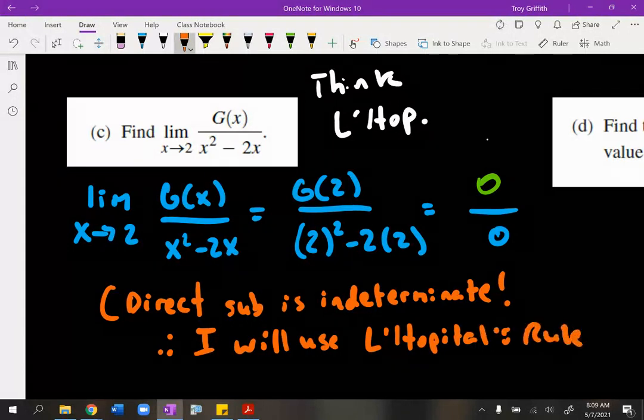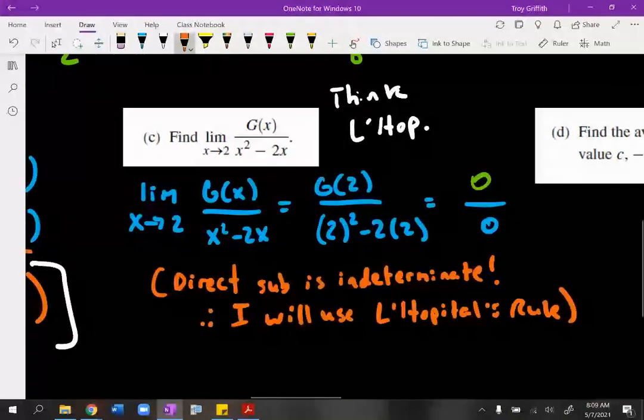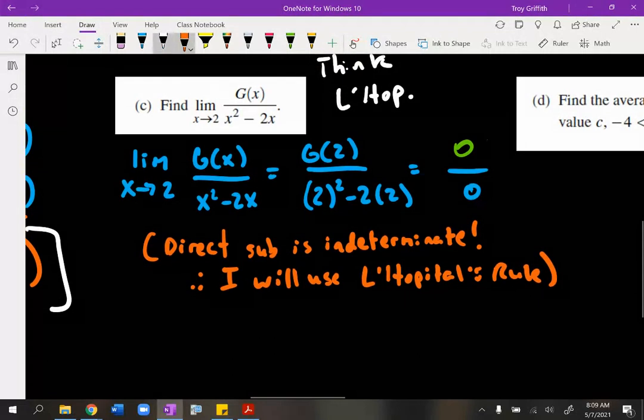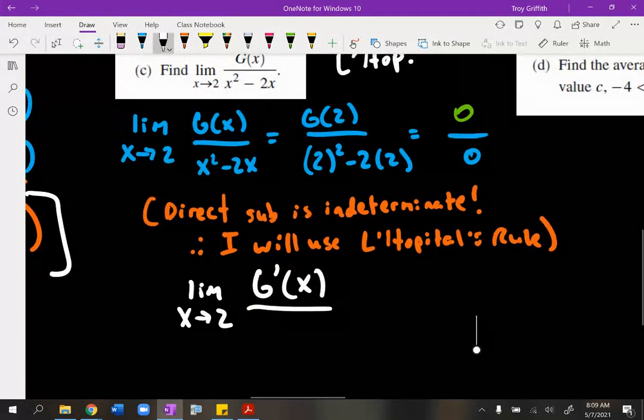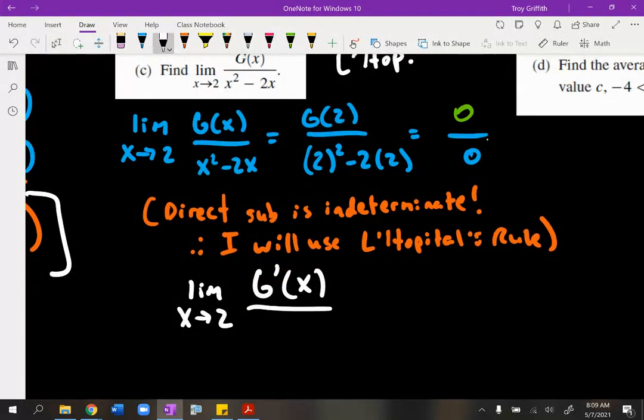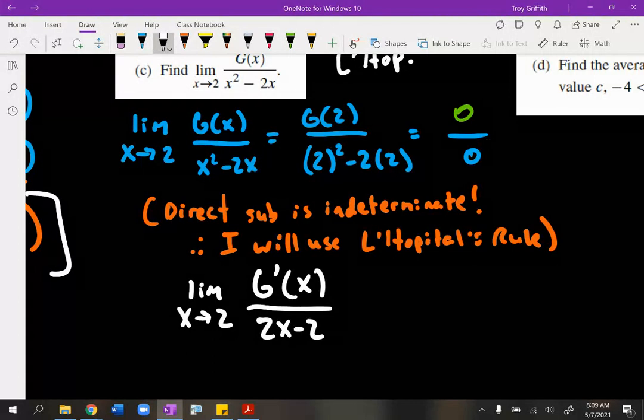Okay, and as we know, L'Hopital's rule says that the limit as x approaches 2, as long as we got an indeterminate form the first time, now we can take the derivatives of these and say g prime of x, take the derivative of the top and bottom individually. G prime of x divided by derivative of x squared minus 2x is 2x minus 2. And now we can try direct substitution again. Okay, so now let's try this again and see what we get.